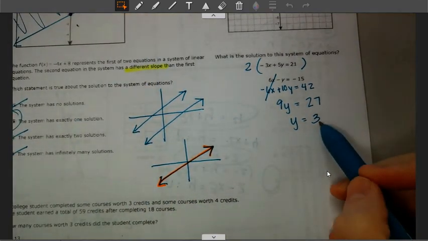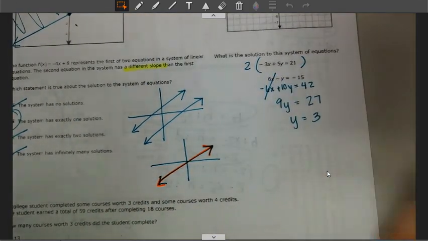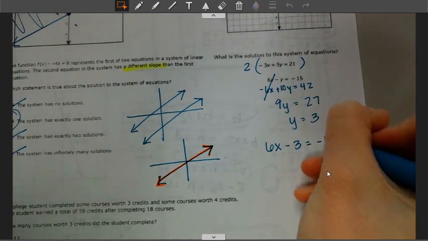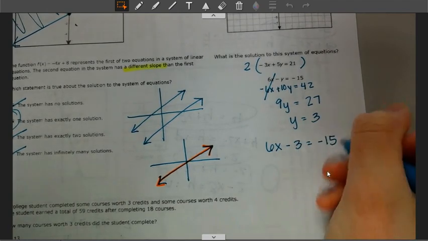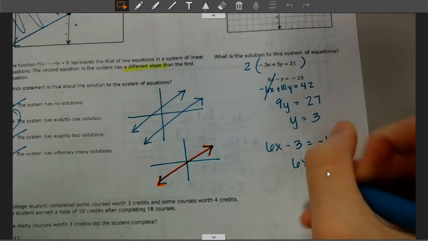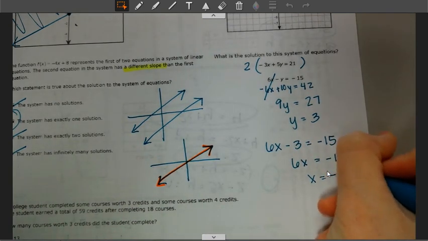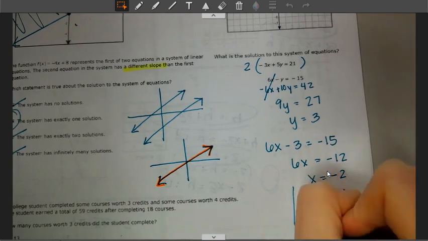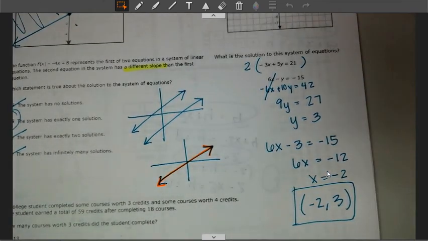Now I'm going to take my y value and I'm going to plug into an original equation. So I get 6x minus 3 is equal to negative 15. Add 3 to both sides, I get 6x is equal to negative 12. Divide by 6, x is equal to negative 2. We always write our solutions as ordered pairs, so my solution to this system is negative 2, 3.